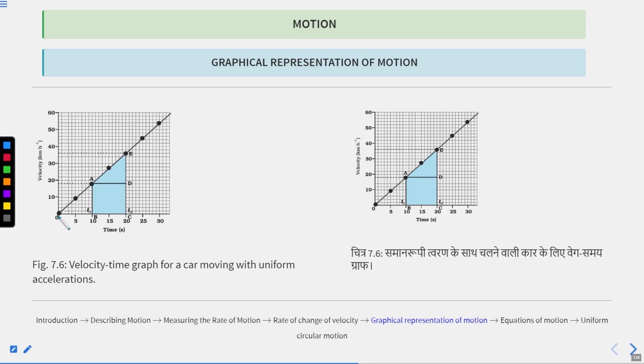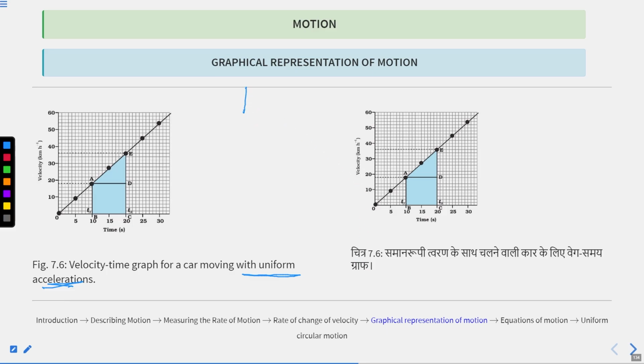At 0, the object was at 0. At 5 seconds, the speed of the object is 10 km per hour. So we got a straight line. A straight line in the velocity time graph means the object is moving with a uniform acceleration. Clear, class? If we get a straight line in a velocity time graph, it means the object is moving with a uniform acceleration.